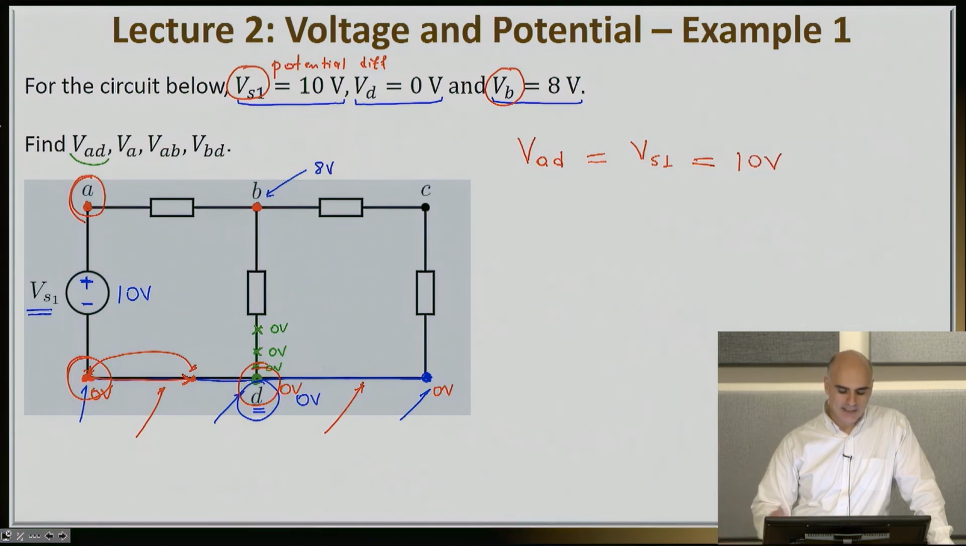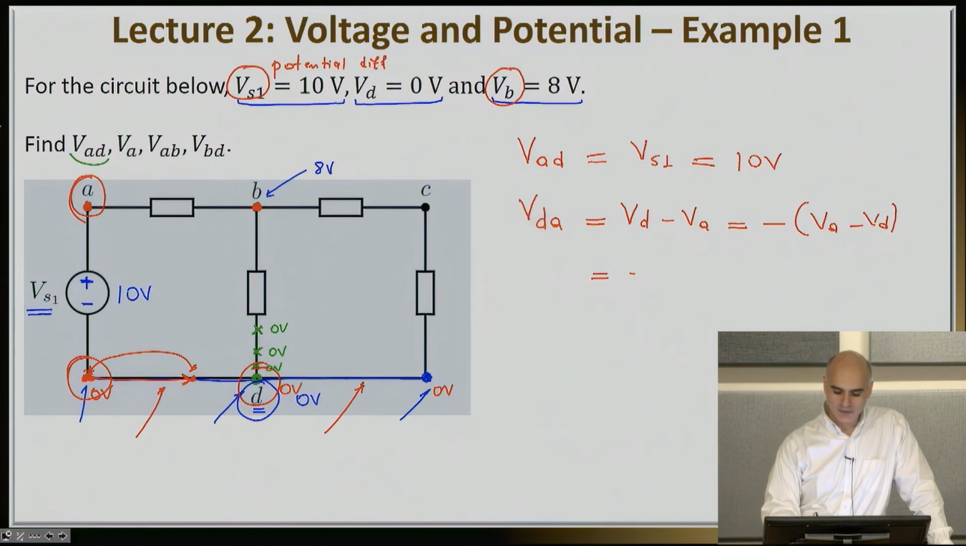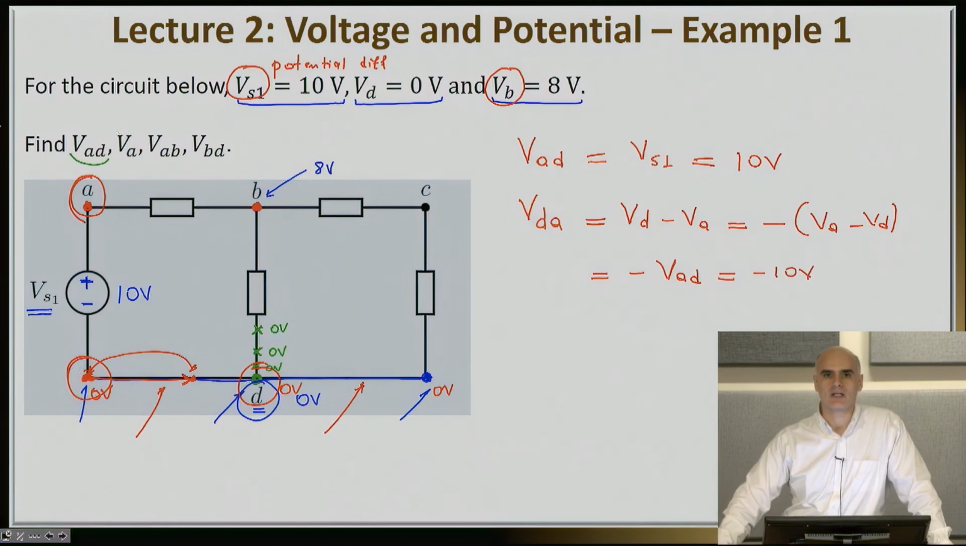Now, if somebody had asked me what is the value of VDA, then the answer would have been very similar, except that, of course, VDA, which is equal to VD minus VA, is the negative of VA minus VD, and therefore this is negative VAD, or of course negative 10 volts. So I hope this gives you a good idea of how to find this potential difference.